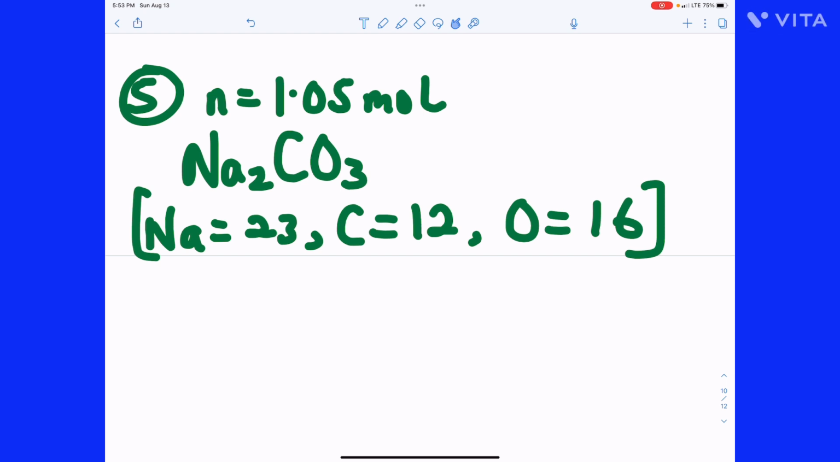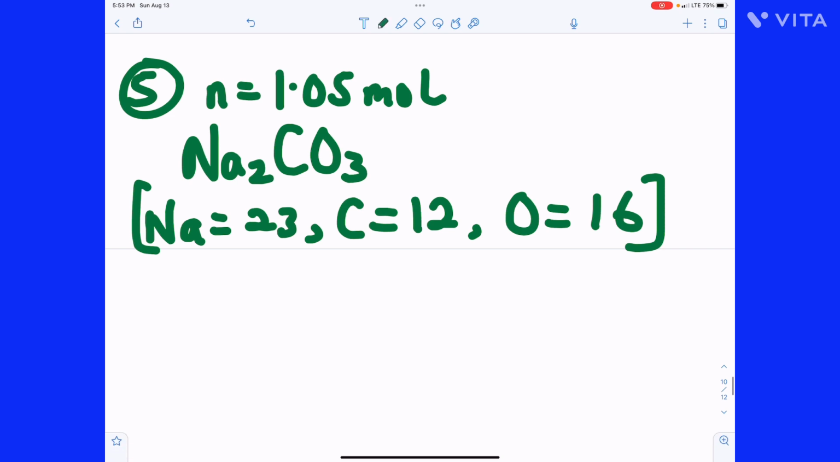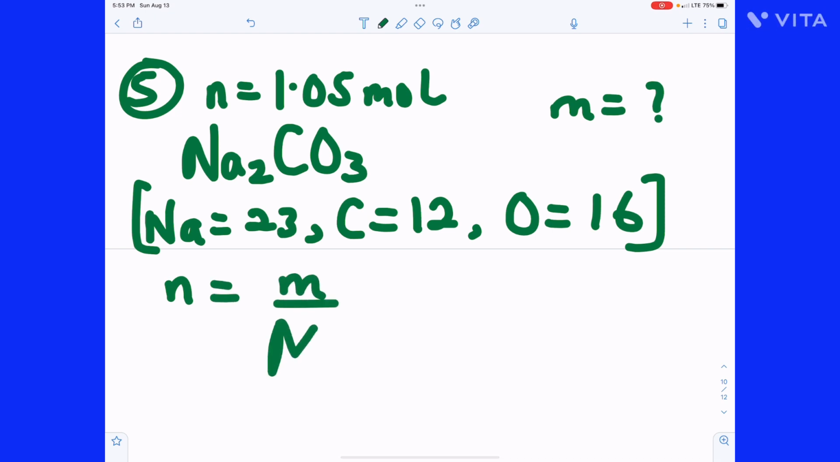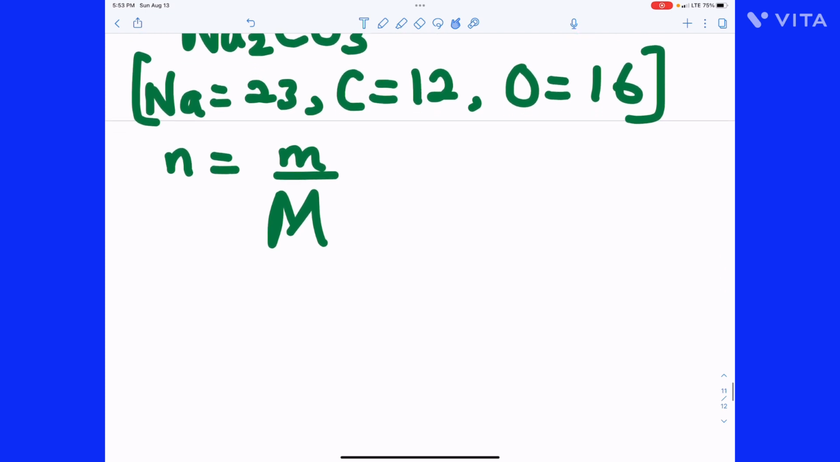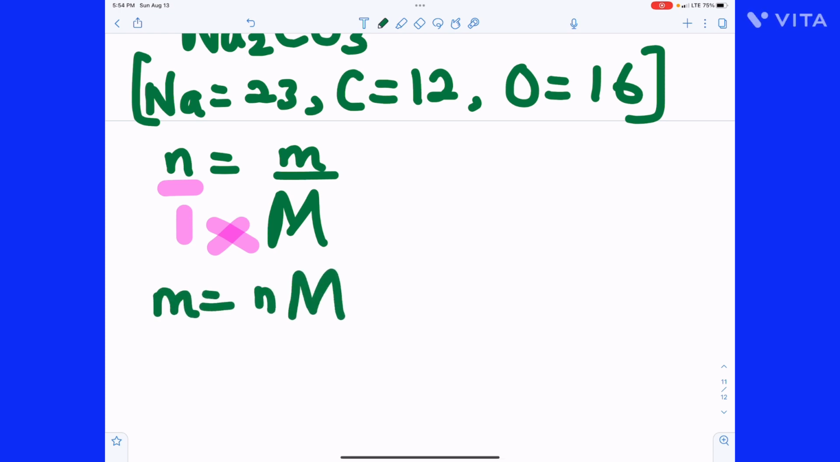We want to find the mass. Calculate the mass in grams of this. So remember that number of moles is reacting mass over what? Molar mass. So we cross multiply. When you cross multiply, what do you get? You get reacting mass is equal to number of moles times molar mass.